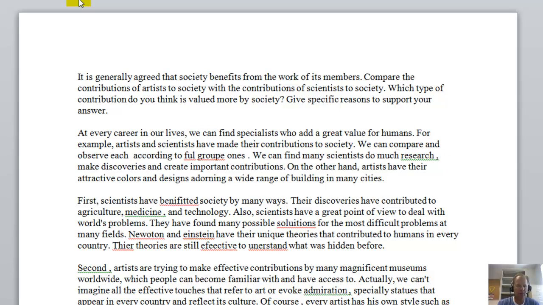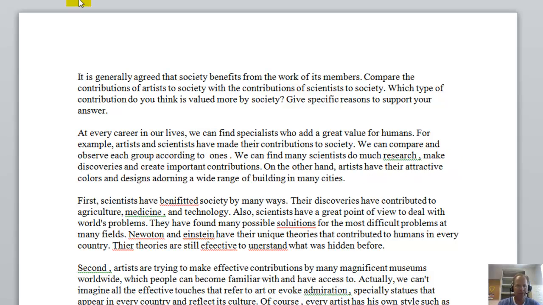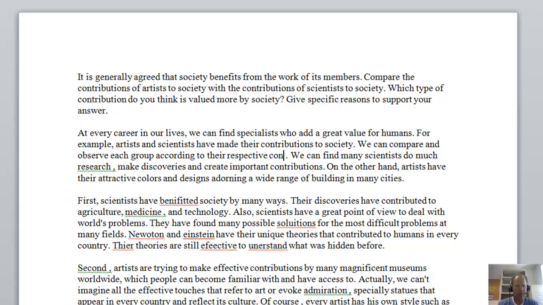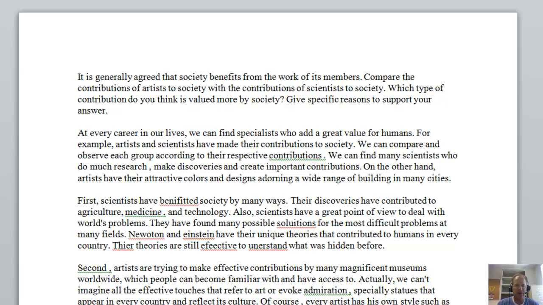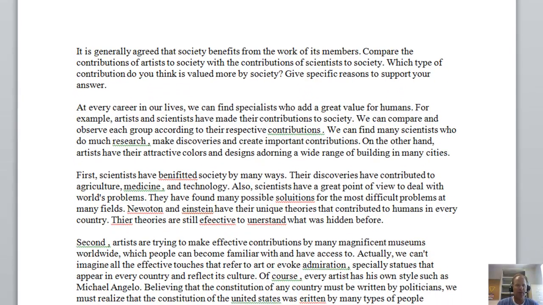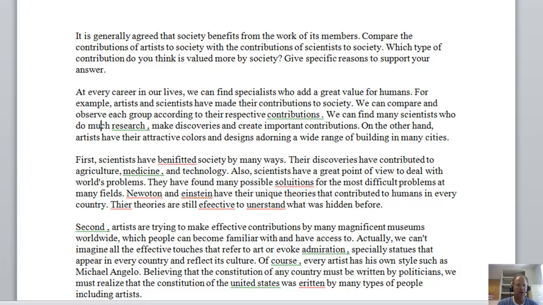I think you're getting your word order mixed up. Each group according to their respective contributions. We can find many scientists. Problem is here you have can and do, so you need to use who as an adjective clause so you don't have two different verbs in the main clause there. We can find many scientists who do much research, make discoveries.